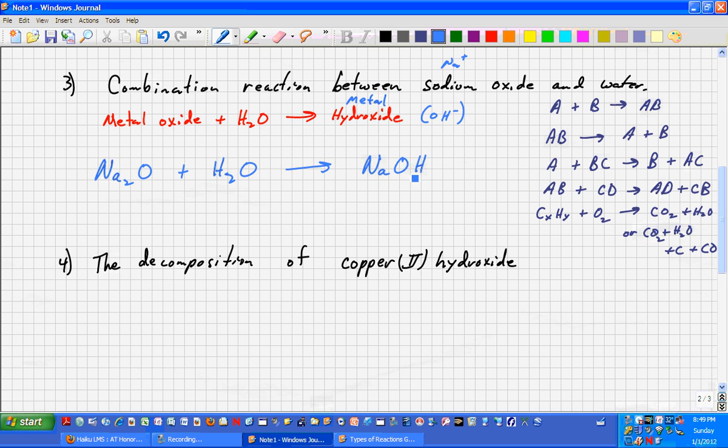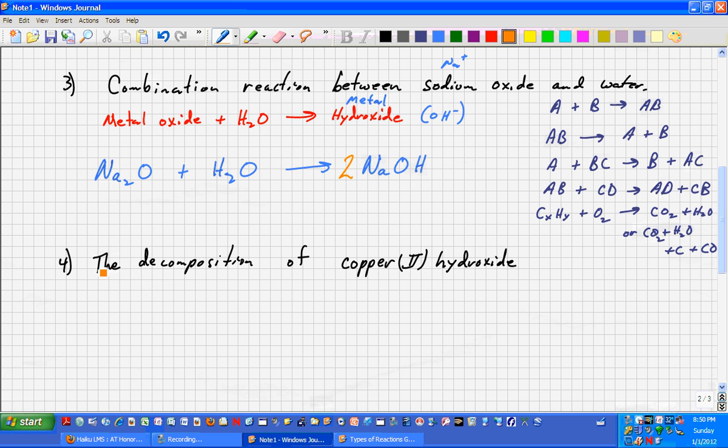So I've got sodium hydroxide as my product in this combination reaction. To balance this up, looks like I need a 2 here, and I think that does it. 2 sodiums, 2 sodiums, 2 oxygens, 2 times 1 gives me 2 oxygens, 2 hydrogens, 2 times 1 gives me 2 hydrogens, and I'm done. Let's take a look at this next one.